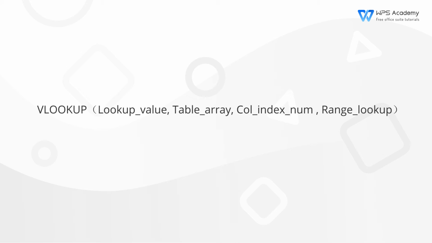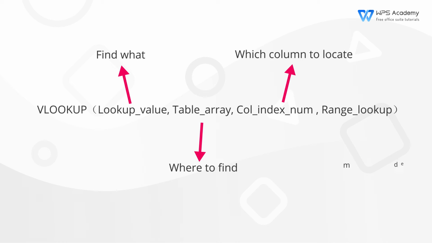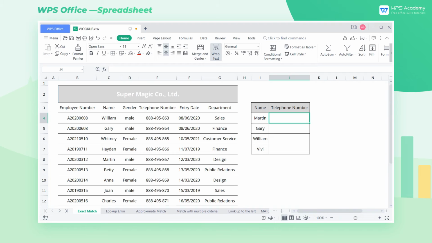There are 4 parameters in the VLOOKUP function: lookup value, table array, column index num, and range lookup. Some people may feel overwhelmed when seeing this complex syntax. You can simplify it as find what, where to find, which column to locate, and the match mode. When would it be used? In most cases, we'll have 2 sheets.